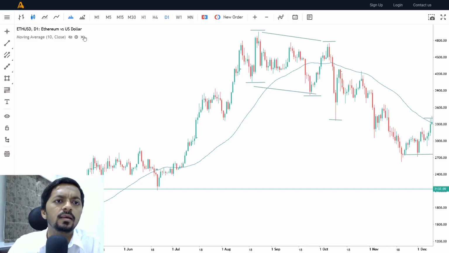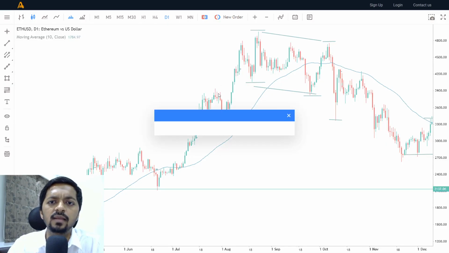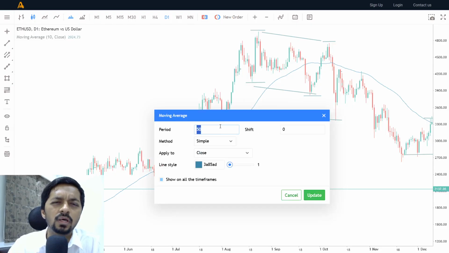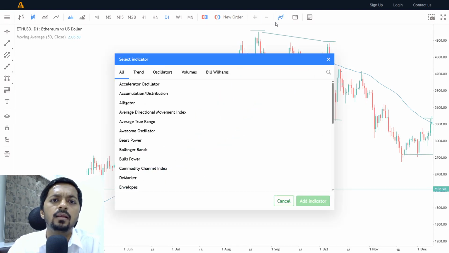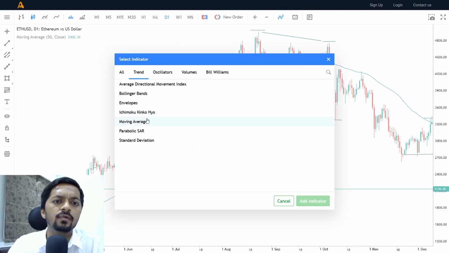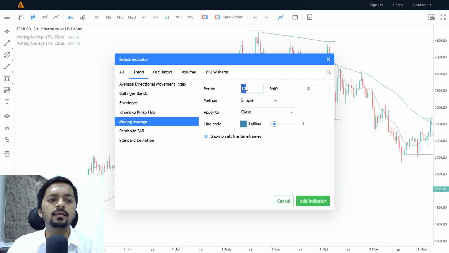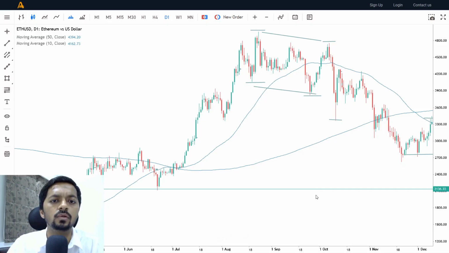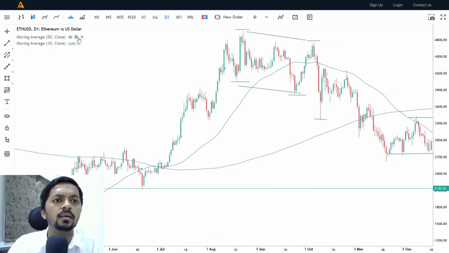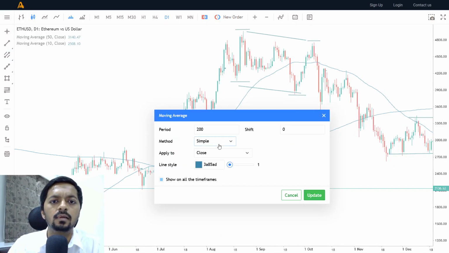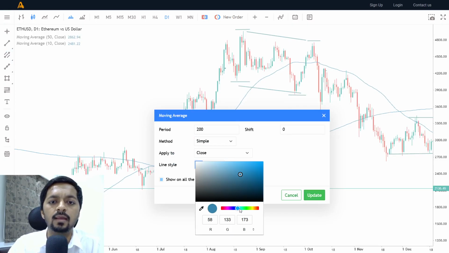You can use n number of averages, right? You can use a crossover for the trend filter purpose. Generally people use crossovers also, so let me show you the crossover method too. Let's take one more average, 50, and let's take another average of 200. This is a golden crossover or death crossover. Let me make the color of the 200 average black, right?